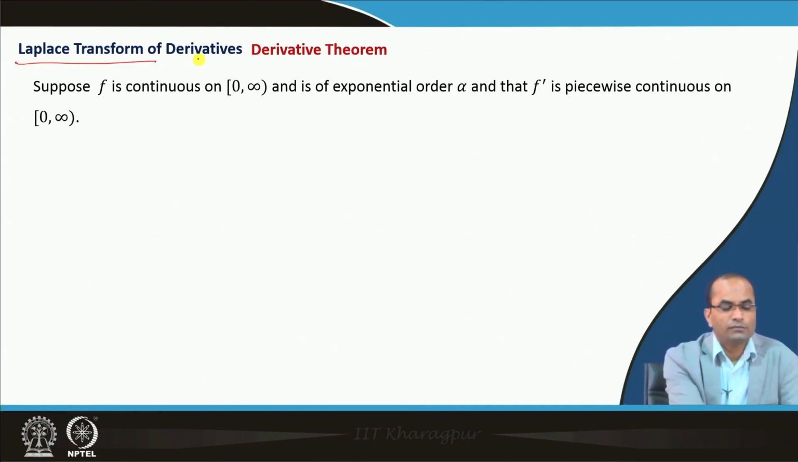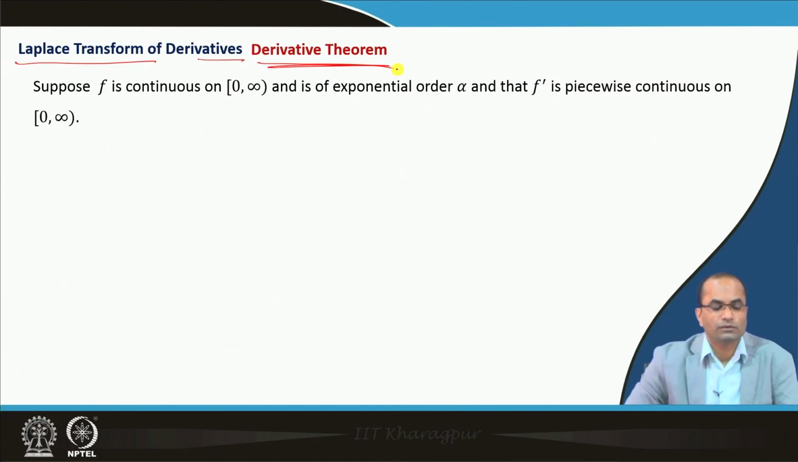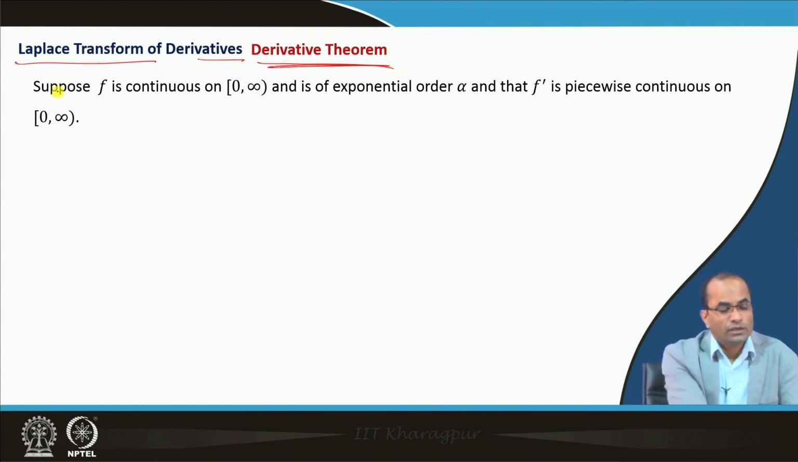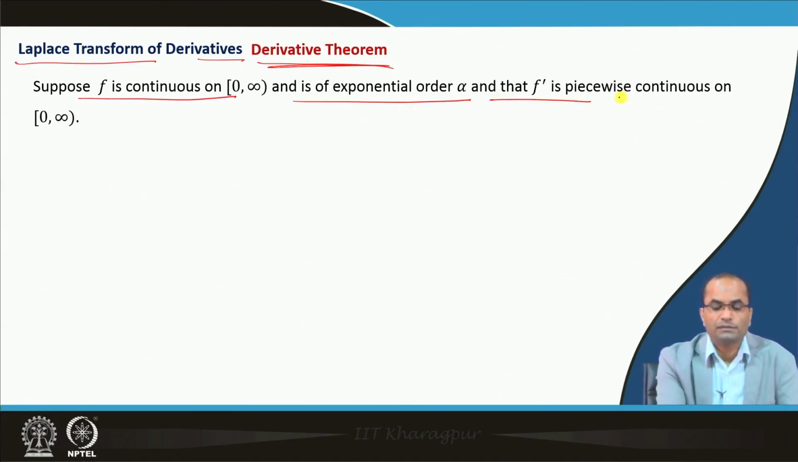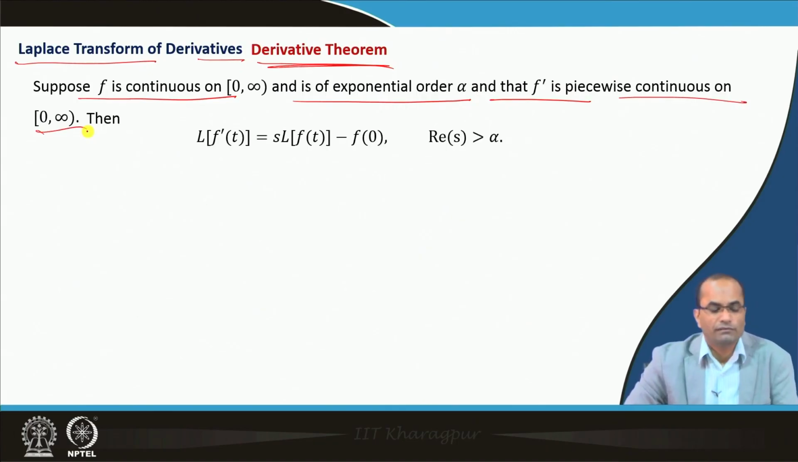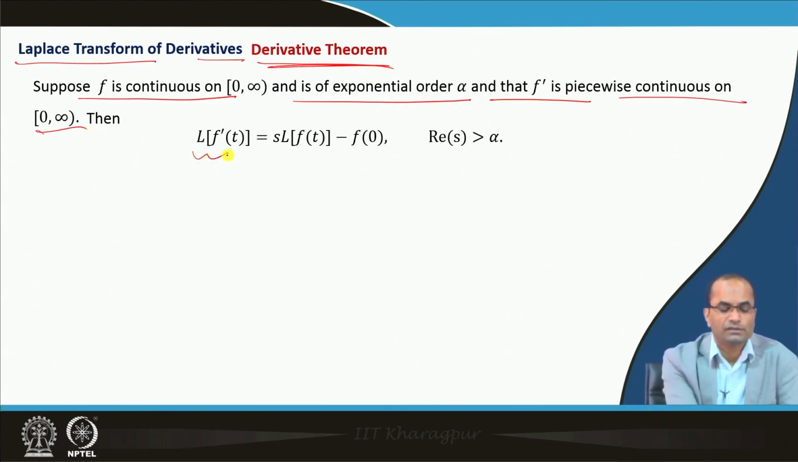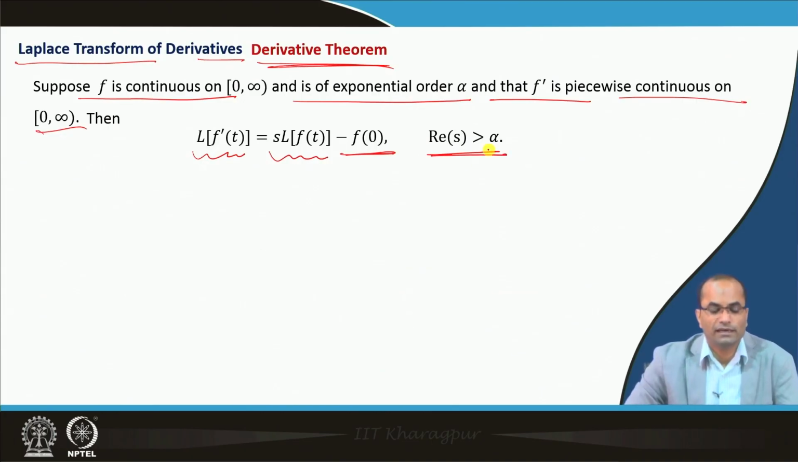Coming to the Laplace transform of derivatives. So, we have the so-called derivative theorem, and indeed this is one of the important results in this transform calculus, because it has several applications for solving integral equations, differential equations, including ordinary and partial differential equations. So, suppose f is continuous and is of exponential order alpha, and f prime is piecewise continuous. Under these conditions, we have this nice result that the Laplace transform of f prime(t) is s times Laplace of f(t) minus f(0), and this is valid for real s greater than alpha.